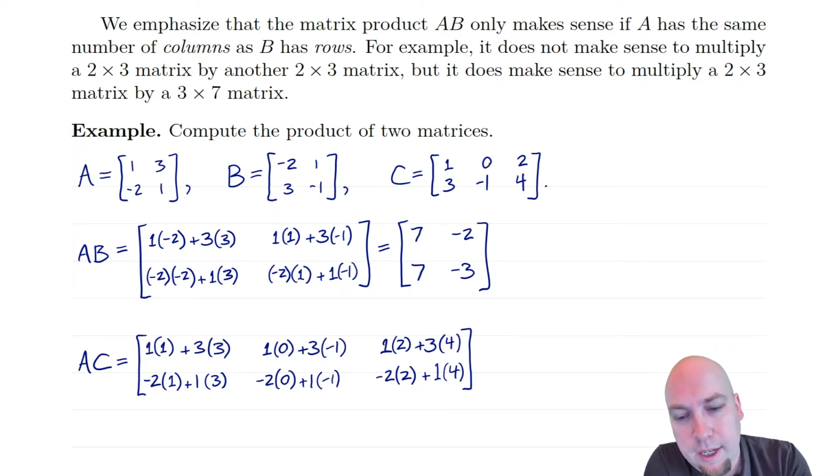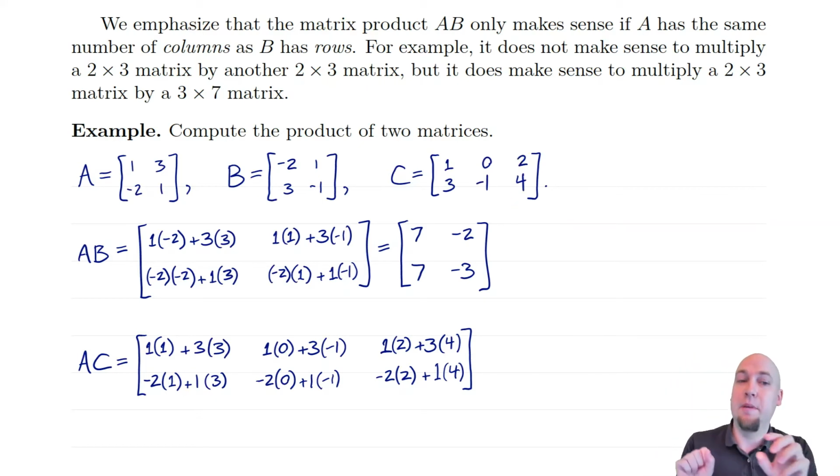All right, so here, top left entry is going to be 1, 3 dotted with 1, 3. Top middle entry is going to be 1, 3 dotted with 0, -1. Top right entry is going to be 1, 3 dotted with 2, 4. Now the bottom left entry is going to be -2, 1 dotted with 1, 3. And then the next entry is -2, 1 dotted with 0, -1. Then -2, 1 dotted with 2, 4.